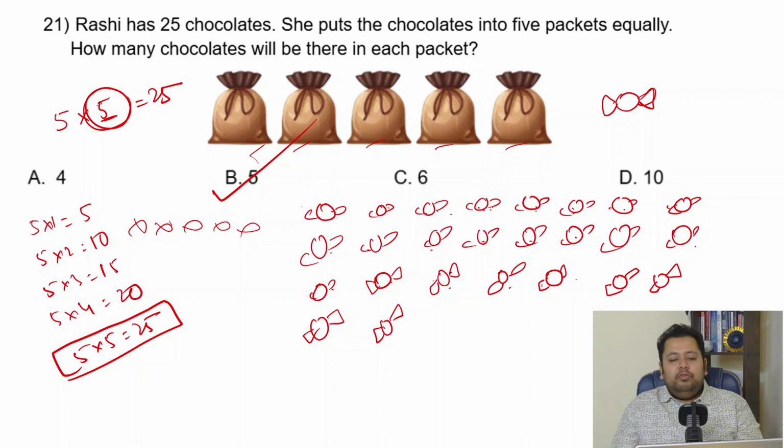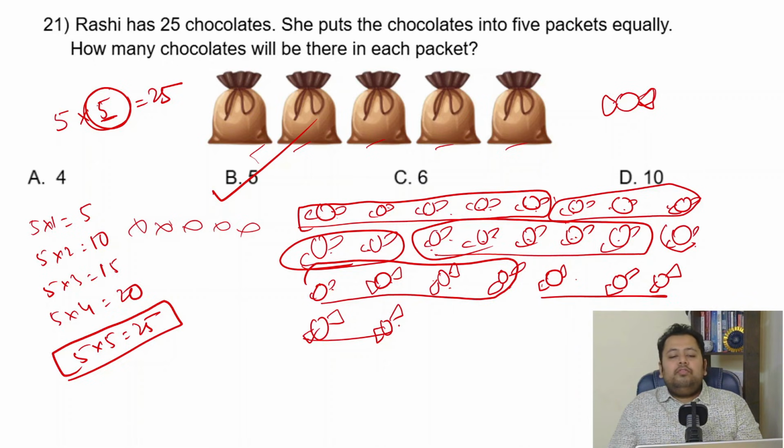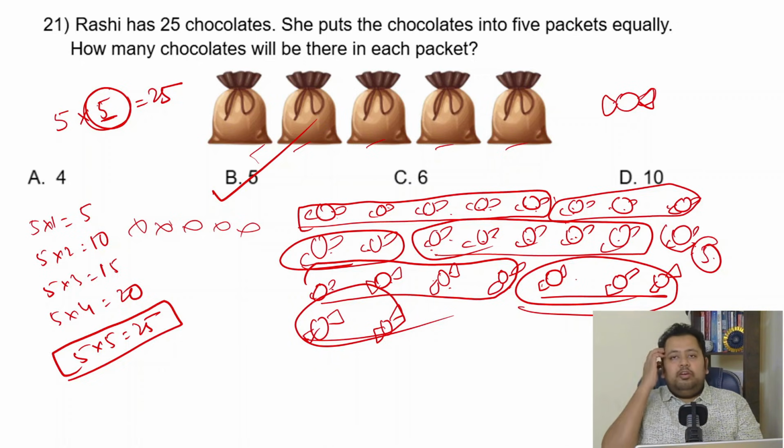So if there are 25 chocolates over here, how many groups of 5 chocolates can you create? So 1, 2, 3, 4, 5. So this is 1. Then this is 2, right? This is all 2 together. Then 1, 2, 3, 4, 5. This is 3. Then 1, 2, 3, 4, 5. This is 4. And then 1, 2, 3, 4, 5. This is 5. So there are 5 such groups, or 5 such packets can be formed.